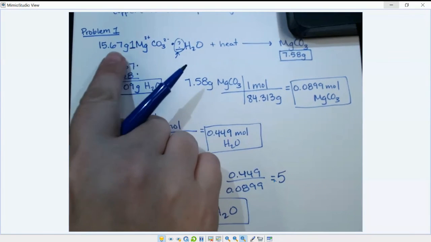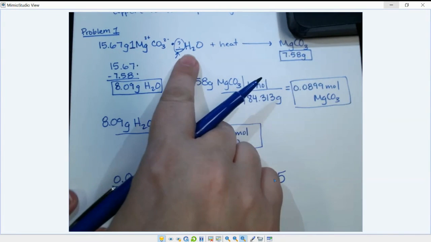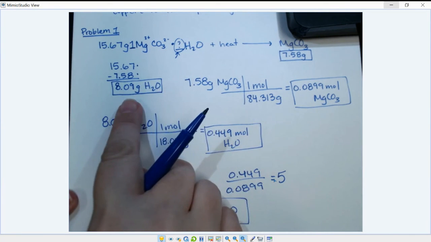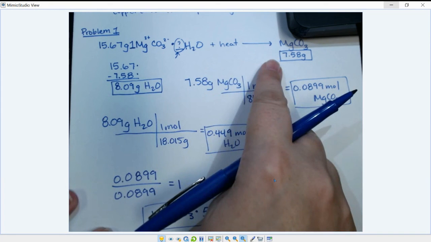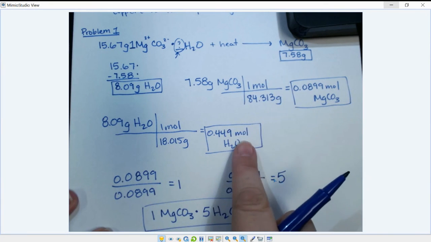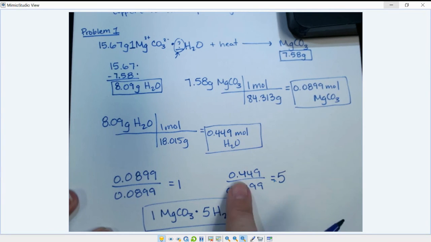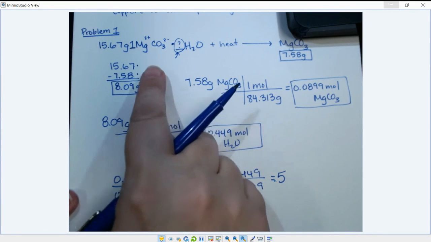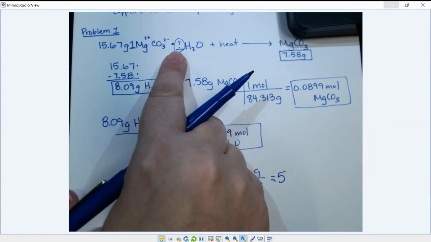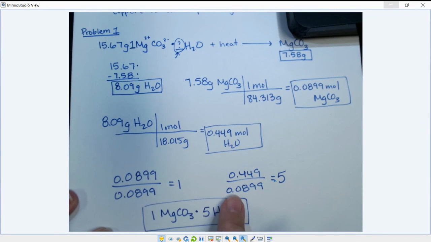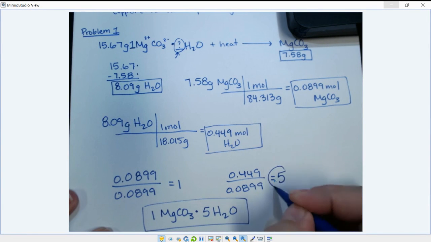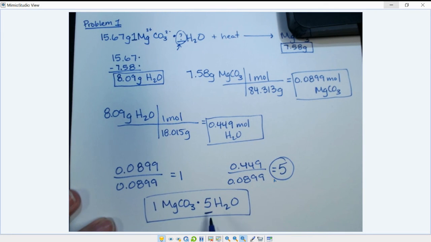So step 1, do the subtraction to figure out how much water was lost through heating. Step 2, convert the mass of water and the mass of your anhydrous salt to moles by dividing by their respective molar masses. Step 3, divide both of their numbers of moles by the smallest between the two, which should be your anhydrous salt, because we're trying to force that to be 1 so that we can figure out what this number is. You divide them both by the smallest, and that tells you the ratio. That value lets you know what the number is for the hydrate.